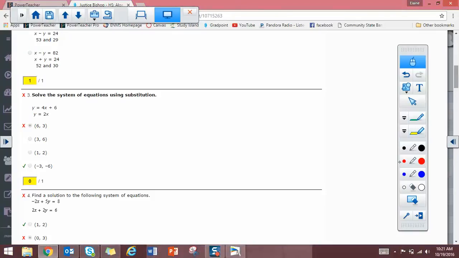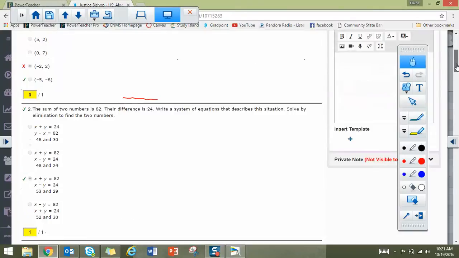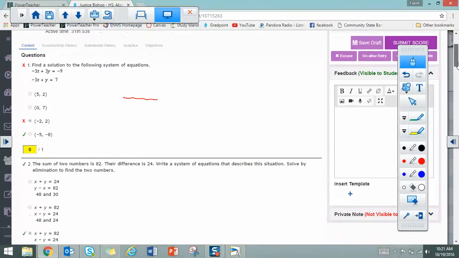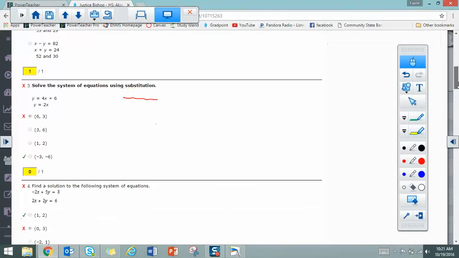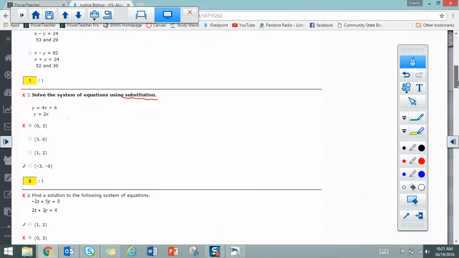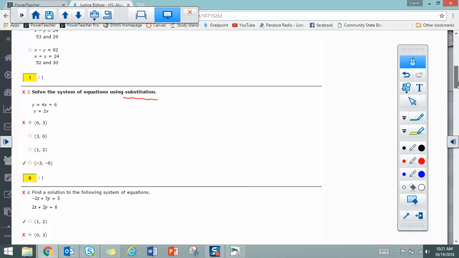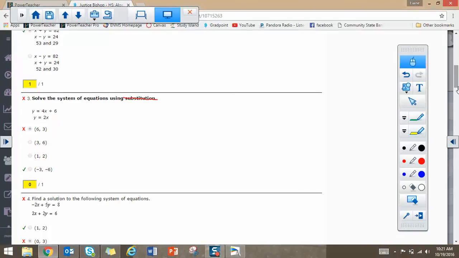Okay, number 3 is also again solving the system of equations. So here we have y equals 4x plus 6 and y equals 2x. This one does say to use substitution, and I didn't even check. If I go back real quick, I just want to see if it did say substitution or elimination. No, it just said find the solution. So substitution is a method for solving equations where you're plugging one piece in for another piece.